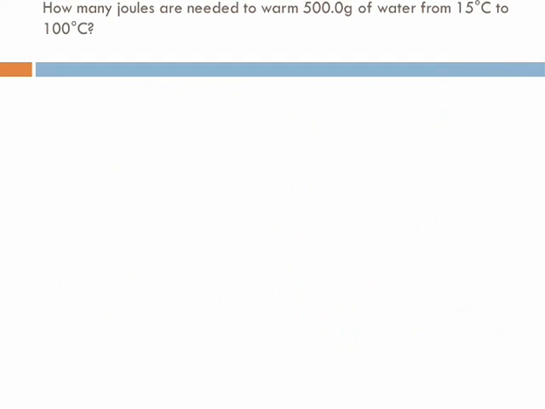Let's try a fun, or shall I say super fun, problem. How many joules are needed to warm 500 grams of water from 15 degrees to 100 degrees Celsius? Alrighty, so we have our equation, delta H equals mc delta T. We want joules. Delta H is equal to Q with pressure the same, so we're going to use the same units for heat. So it'll be joules. M is mass, so we have 500 grams.